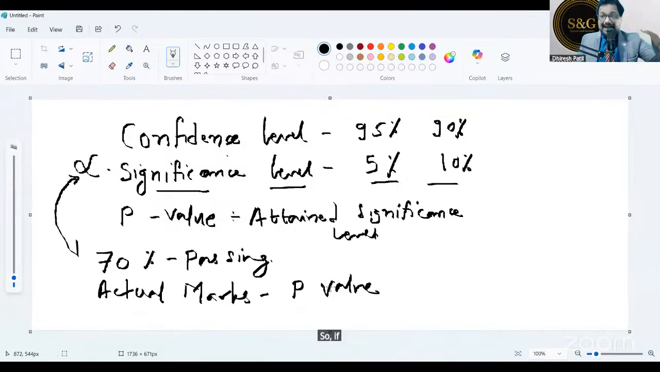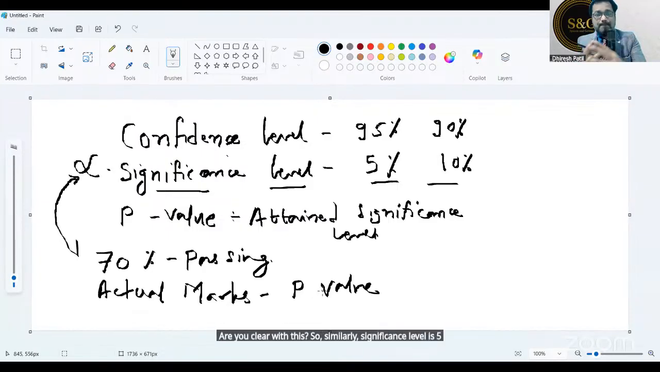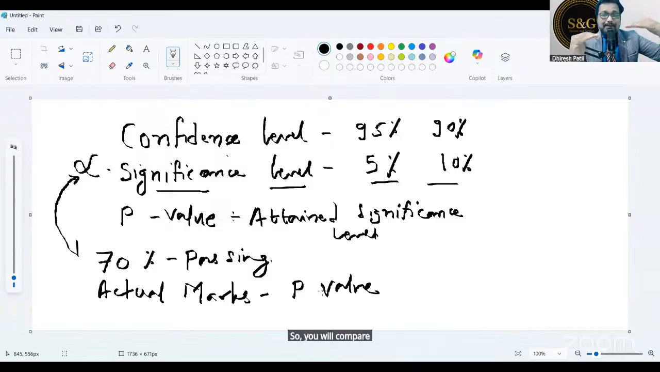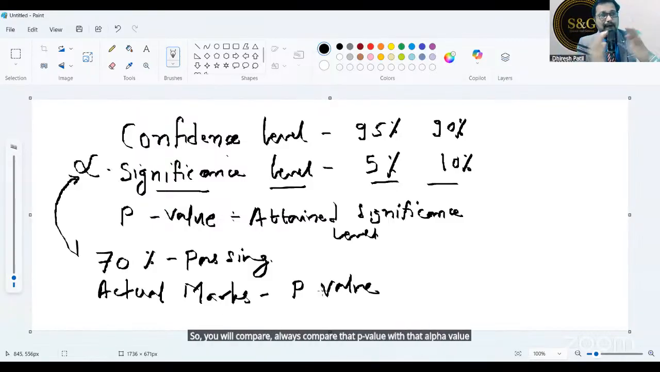If it is greater than 70%, we call it pass. If it is less than 70%, we call it fail. Are you clear with this? Similarly, the significance level is 5%, that is called alpha, and the p-value is what you have actually achieved. So you will always compare that p-value with the alpha value. Are you clear? Just type yes in the chat box. Is Manoj ji clear? Good question.